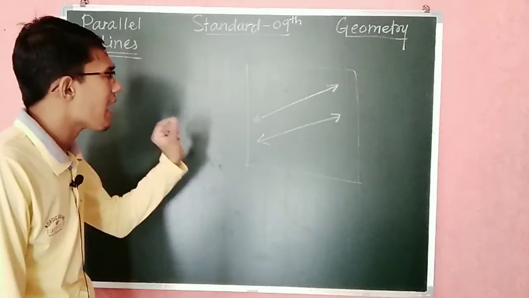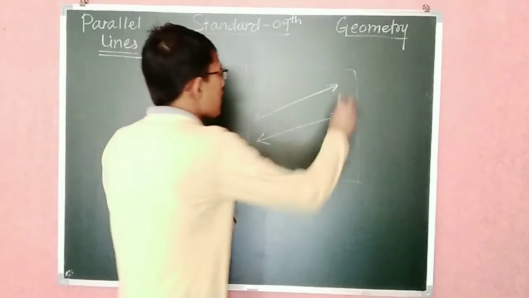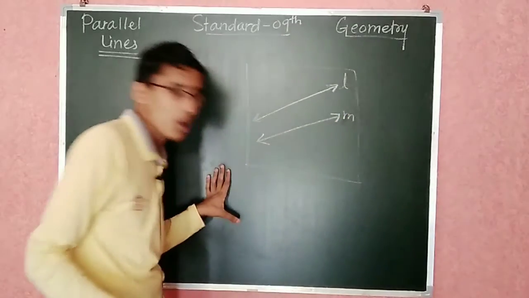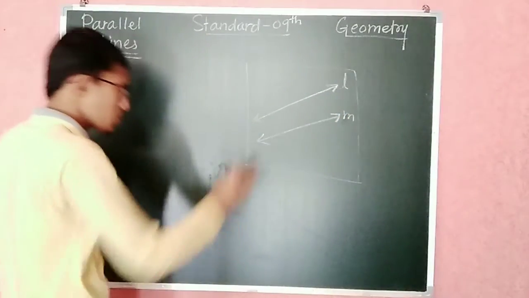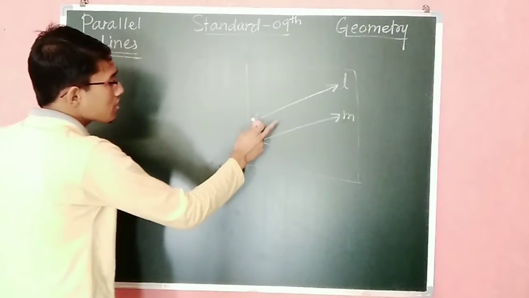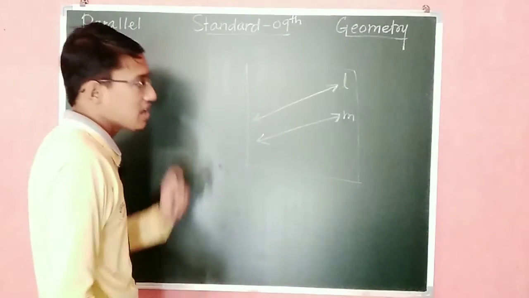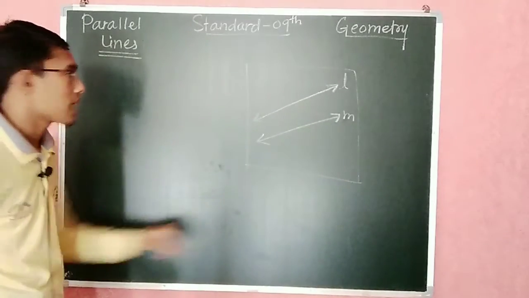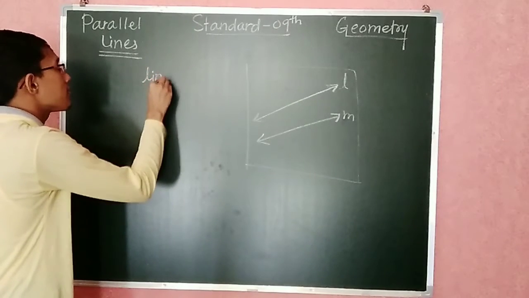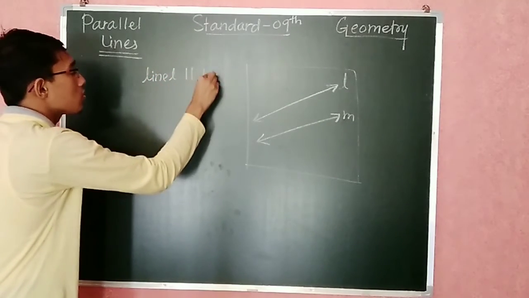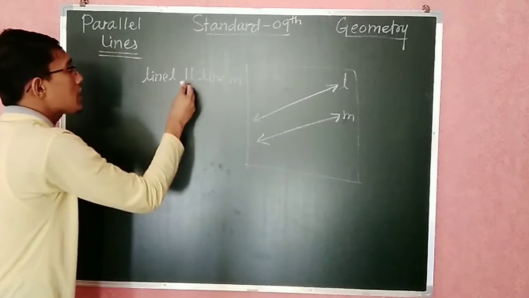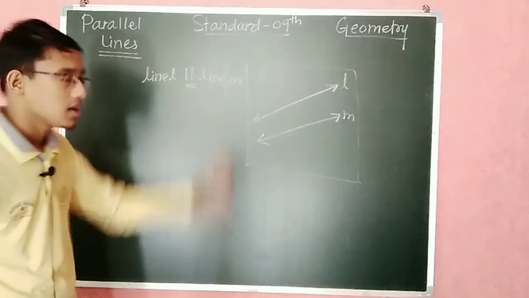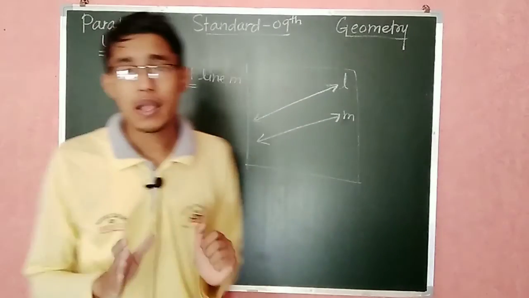As we have studied in the bridge course, lines are represented by small letters or by capital letters. Here I have represented them by small letters. This is line L and this is line M. If I want to show the parallel between these two lines, I can say that line L is parallel to line M. This is the symbol for parallel. These two lines are parallel.